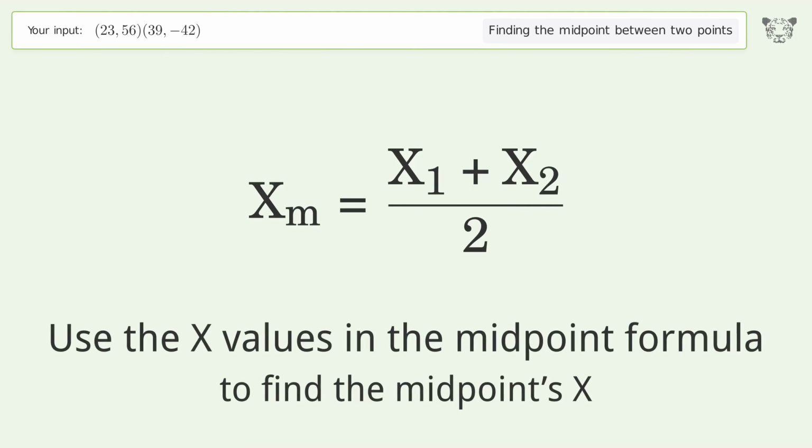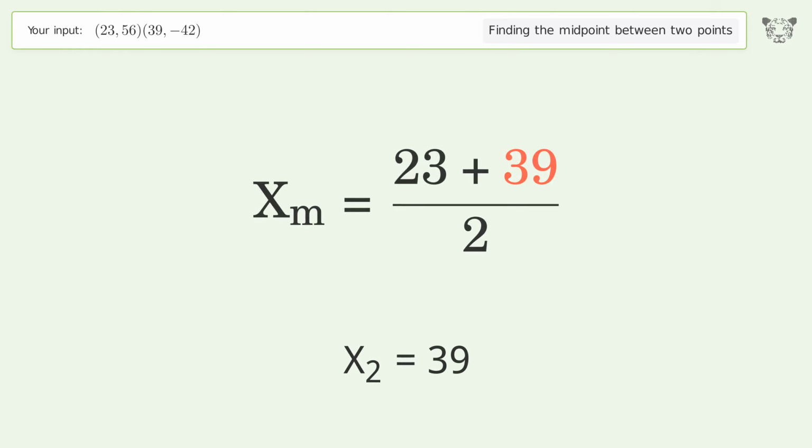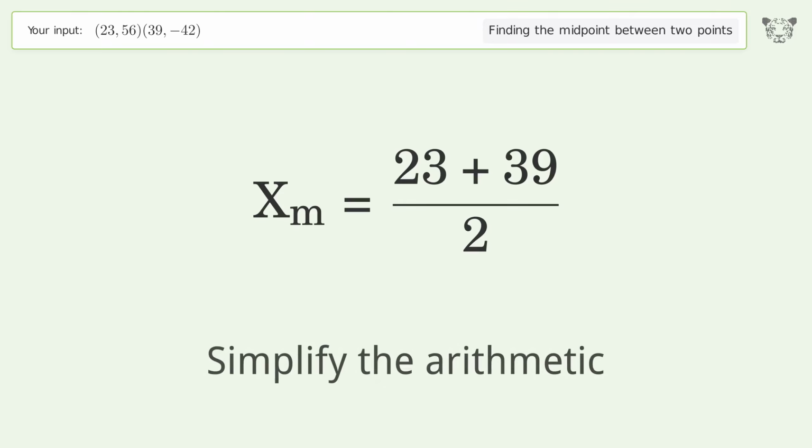Use the x values in the midpoint formula to find the midpoint's x. x1 equals 23. x2 equals 39. Simplify the arithmetic.